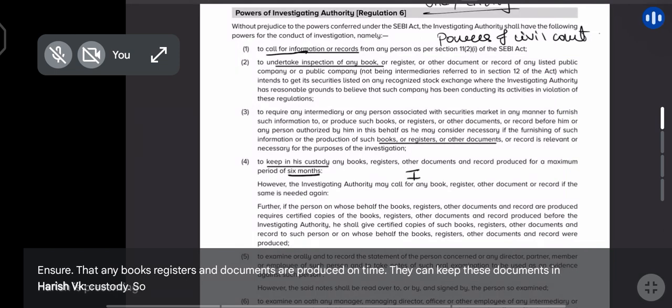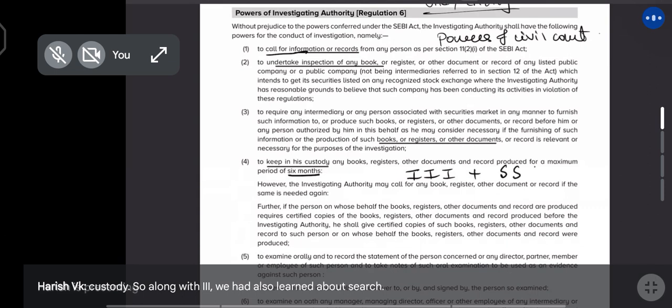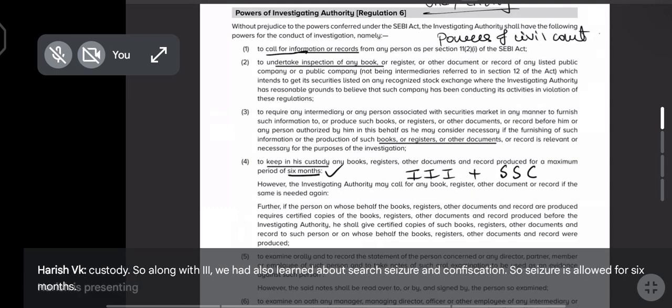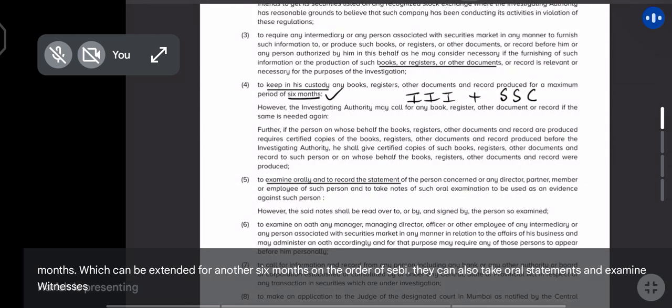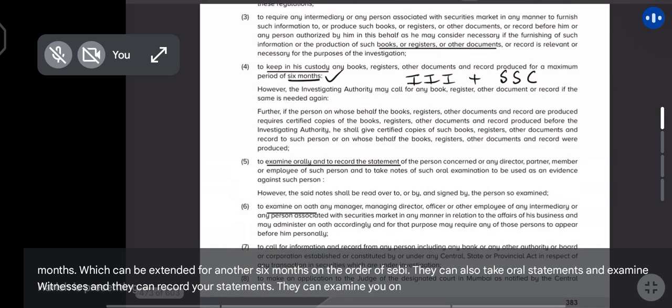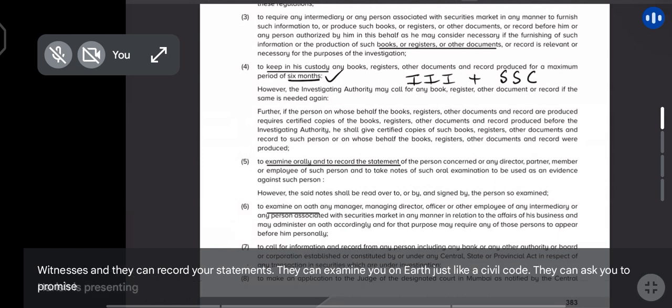So along with this, we had also learnt about search, seizure and confiscation. Seizure is allowed for 6 months, which can be extended for another 6 months on the order of SEBI. They can also take oral statements and examine witnesses, and they can record your statements. They can examine you on oath, just like a civil court. They can ask you to promise whatever information that you are saying is true to the best of your knowledge.